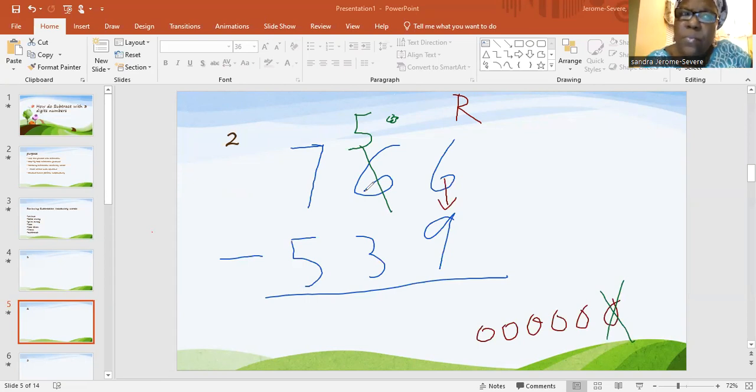So, Miss Jerome, what do I do with the 1 that I borrow? So this one, the 1 that you borrow right here, you put the 1 right there. Remember, you borrow 1. So you put the 1 right there in the front of the number. So far, so good? Okay, so let's see. So now we have 16, take away 9.